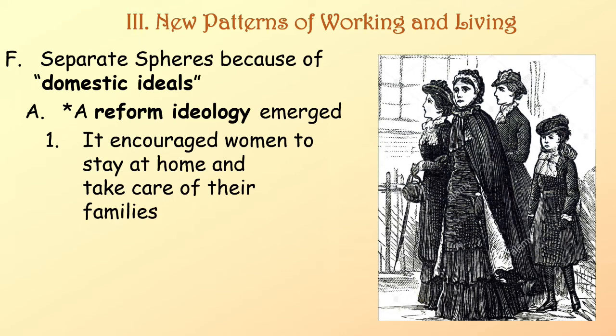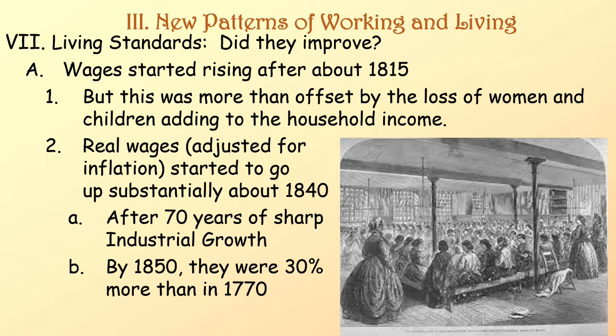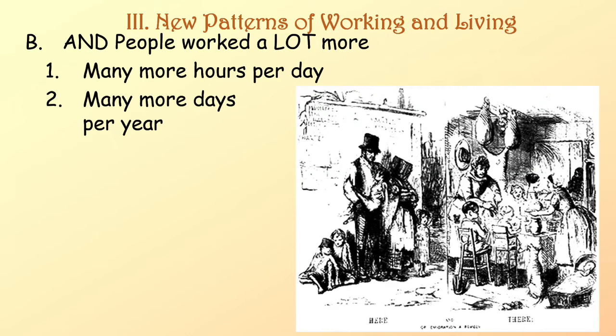Separate spheres because of domestic ideals. A reform ideology emerged at this time, and it encouraged women to stay at home, take care of their families. Living standards. Did they improve? Wages started rising after about 1815, but this was more than offset by the loss of women and children adding to the household income. Real wages, adjusted for inflation, didn't start going up substantially till about 1840, after 70 years of sharp industrial growth. By 1850, they were about 30% more than they had been in 1770. And people worked a lot more. Many more hours per day, many more days per year.